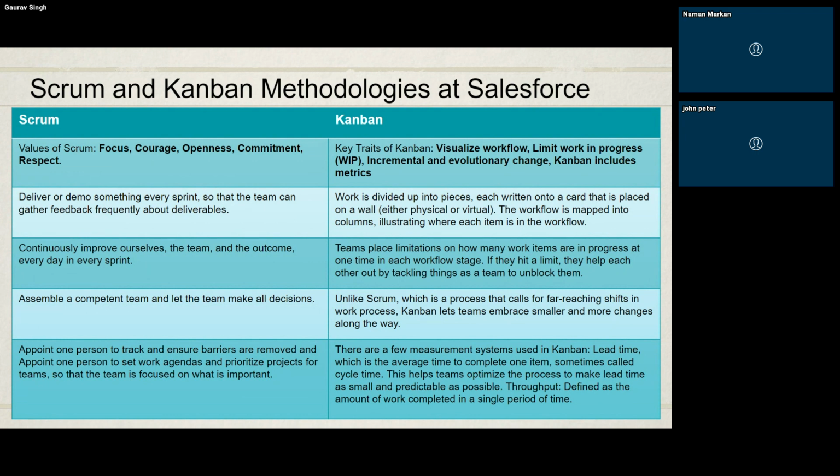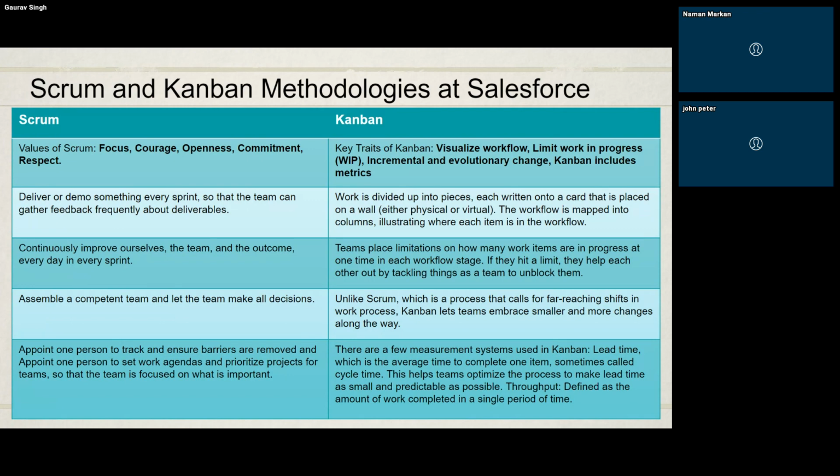Unlike Scrum, which is a process that calls for far-reaching shifts in the work process, Kanban lets the team embrace smaller changes along the way. You can pick smaller items like creating a login page, then creating a login button. Just divide and break it into smaller items so that you can move the cards easily. In Scrum, you appoint one person to track and ensure barriers are removed, and one person to set the work agendas and prioritize the project. The first could be the project manager, and the second could be the business analyst, so that the team is focused on what is important.